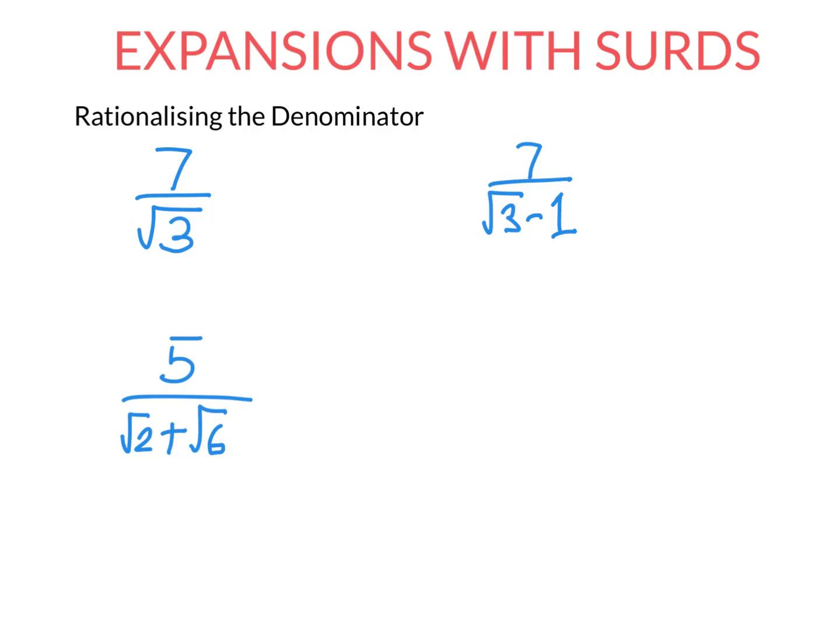Thank you so much for tuning into this video in which we will look at expansions with surds. So we're going to look at expanding brackets that have surds in them. So the first use of this is in rationalizing the denominator. So what does that mean?